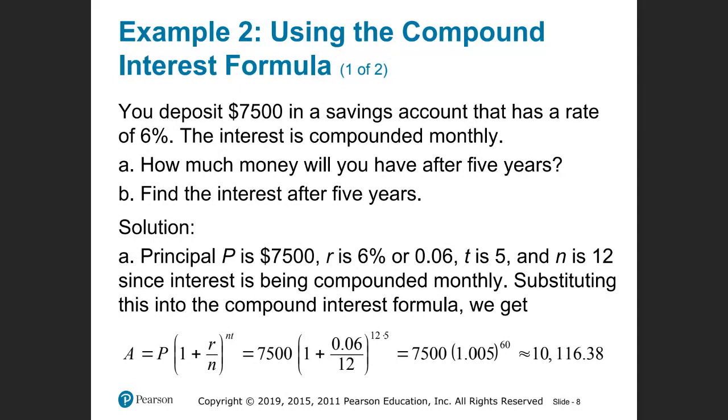You can see over on the next one, once we add the 1, we get 1.005. This is raised to the 60th power. Only the part inside the parentheses is raised to the 60th power. You can do this on your calculator. 1.005 raised to the 60th power, then times your 7,500 gives you approximately, that's what the wavy lines mean, $10,116.38.